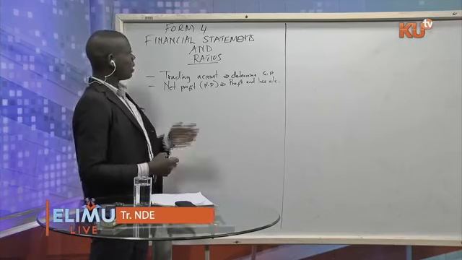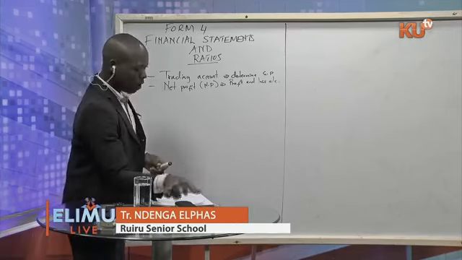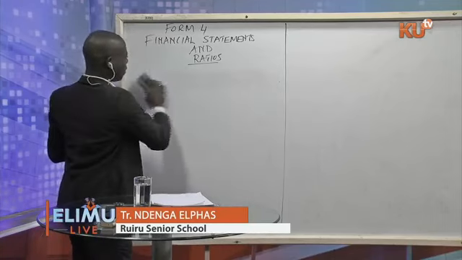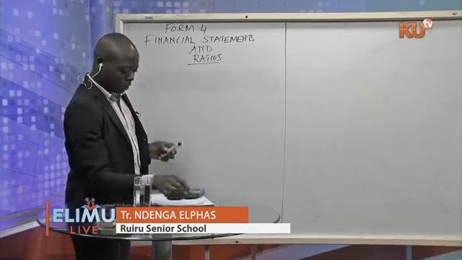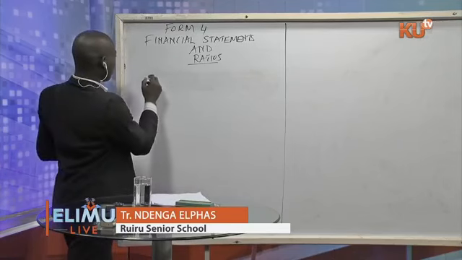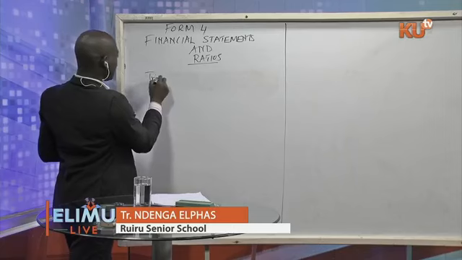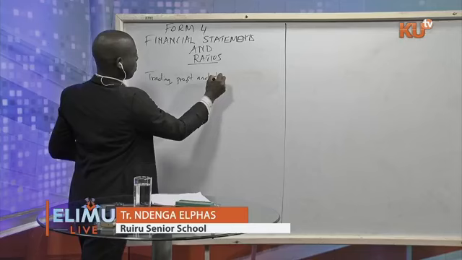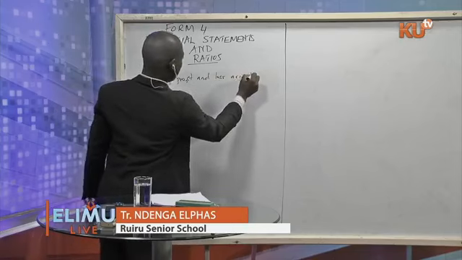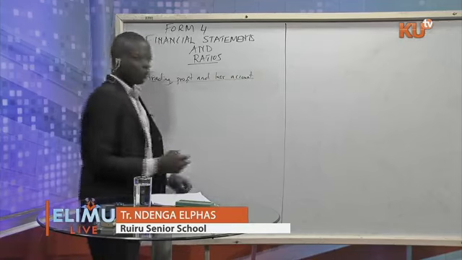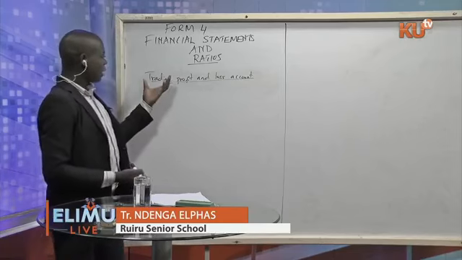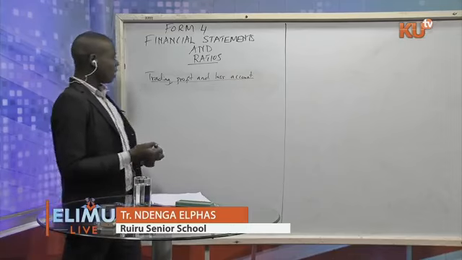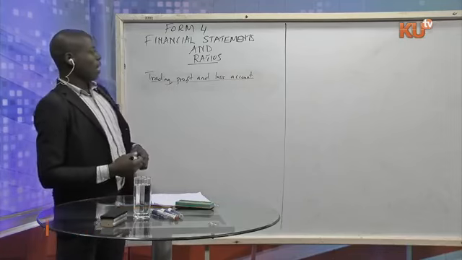And today we want to finish up on this financial statement by preparing one of the very important statements, which is mostly tested in Business Studies Paper 2. So in our lesson today, we want to concentrate on the trading profit and loss account. This is one statement in which the trading account and the profit and loss account are combined together.